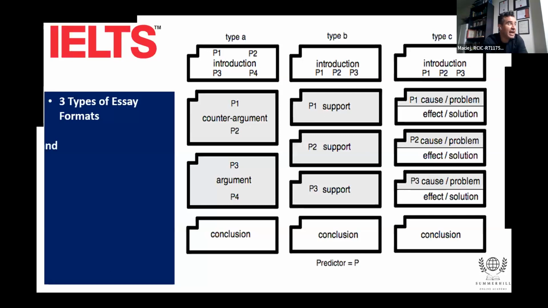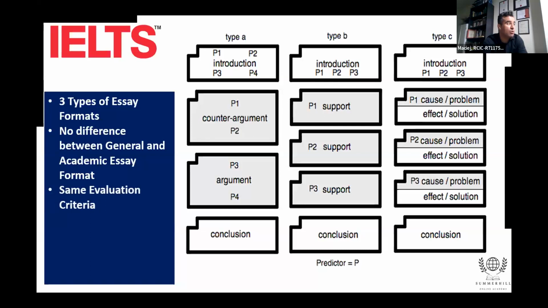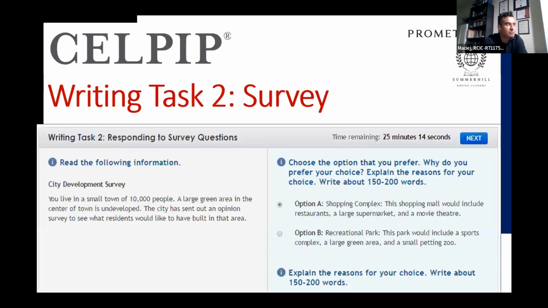So there are three essay formats. There's almost no difference between academic and general, right? It's the same evaluation criteria. The examiners don't even know if it's an academic or general essay. So if you're not really interested in writing an essay for your writing evaluation, this is one of the major drawbacks of doing IELTS general, because writing task two is so complicated, the same as academic.